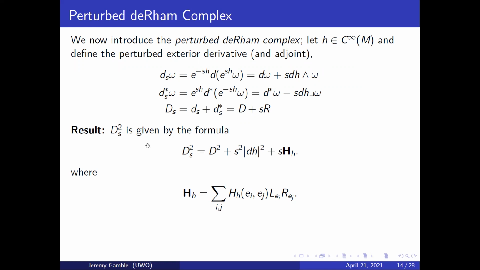And it's just a result you'll have to take for granted that when you square this, you basically get the Laplacian plus a term depending on the norm of the gradient of h. And then this is an operator I don't really want to explain because it's not super relevant. But basically, if you take an orthonormal frame and you evaluate your Hessian at the orthonormal frame, these are Clifford left and right multiplication acting on this de Rham complex.